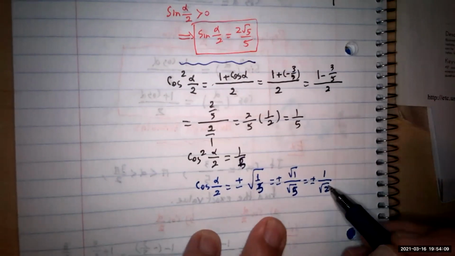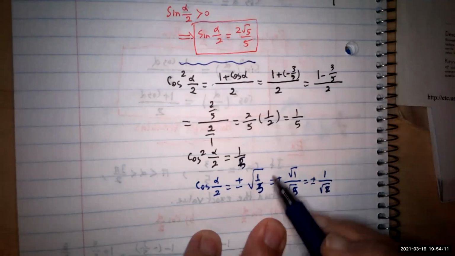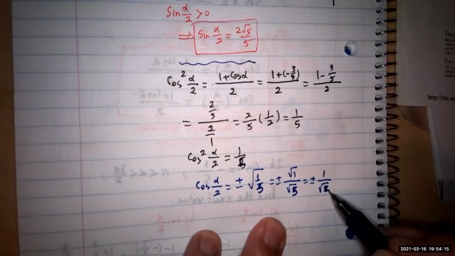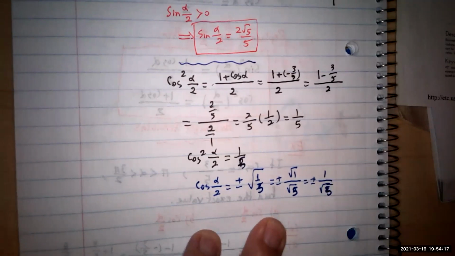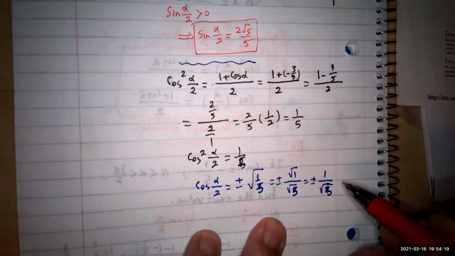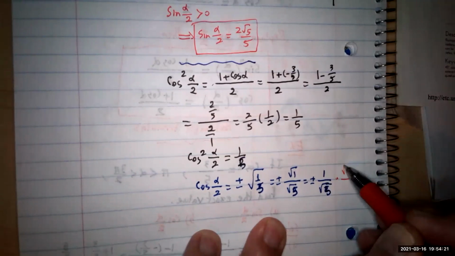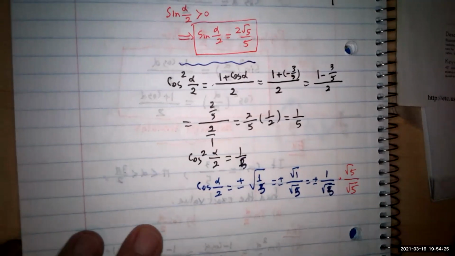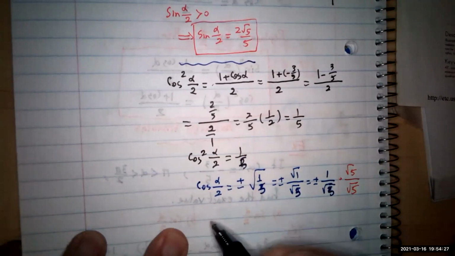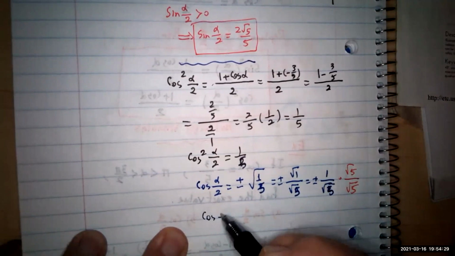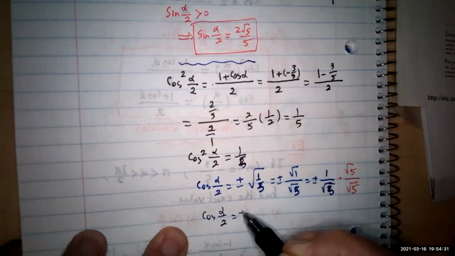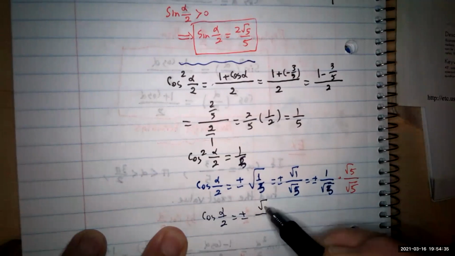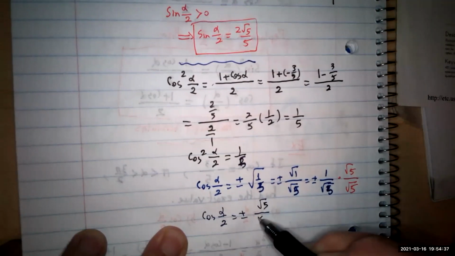So we get 1 over radical 5. It's a 5th, so we have to multiply the top and the bottom by the radical 5, radical 5 over radical 5. So the final answer is going to be, the cosine of alpha half is equal to positive negative, the top would be radical 5, but the bottom one would be 5.